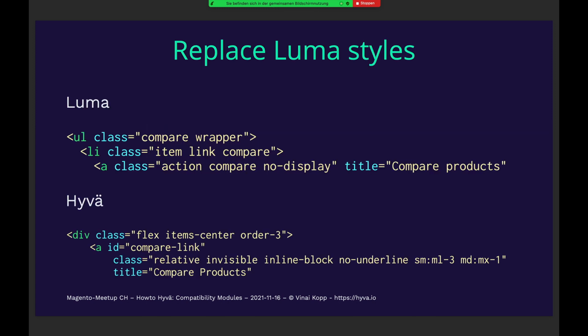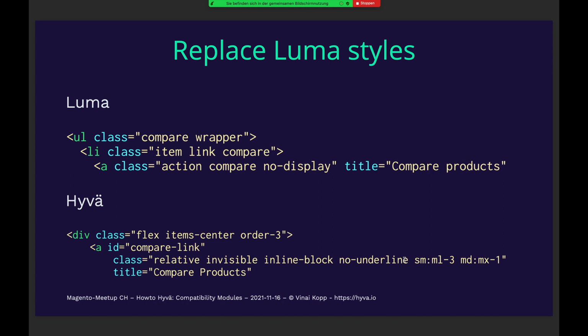So basically, we want to replace all the Luma styles. So this was the compare products link. In Luma, we have things like compare wrapper, item link, compare action, compare no display, whatever. In Hyvä, we have things like flex, items-center, order-3, compare link, relative, invisible, inline-block, no-underline, and viewport size selectors. It takes a bit of getting used to. It doesn't look very nice, but it's actually super easy to write.